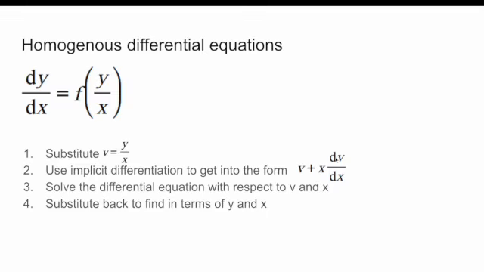Once you have that form, you can solve the differential equation like you would a separable differential equation, and you get a solution with respect to v and x. Then you substitute back in order to find the solution in terms of y, because right now we have it in terms of v, so we undo this substitution in order to find it in terms of y.